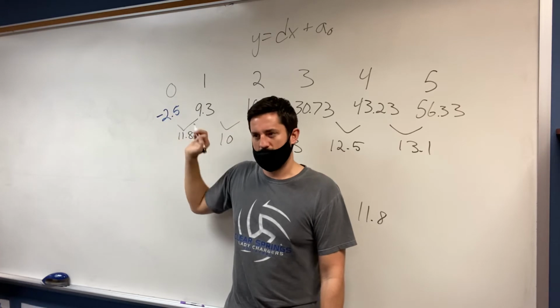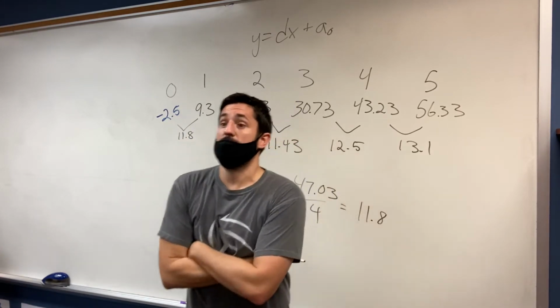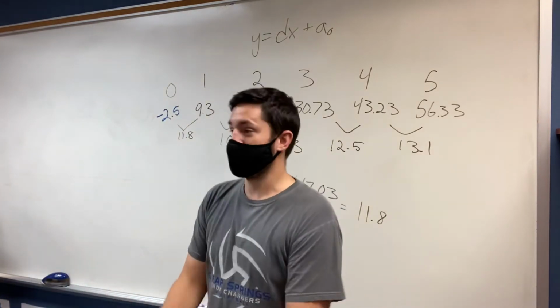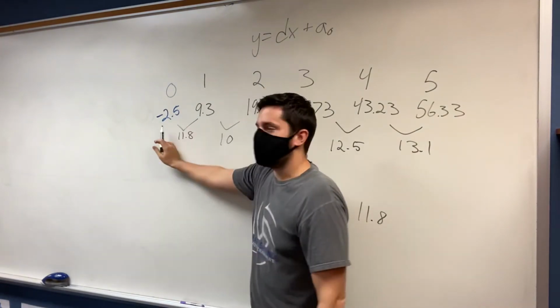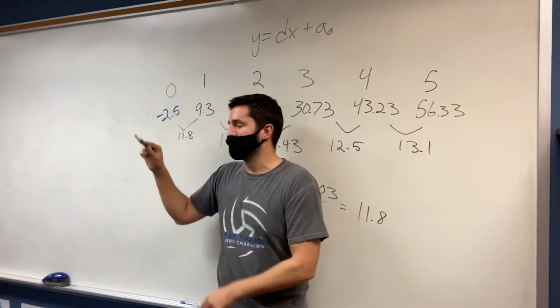What should that number be? Well, it shouldn't be nothing. It should be 0, right? When you walk in, you haven't worked at all. That's 0, right? It should be a 0. We'll talk about that in a second. But that's weird, right? So my question to you guys is, why is that a negative 2.5?